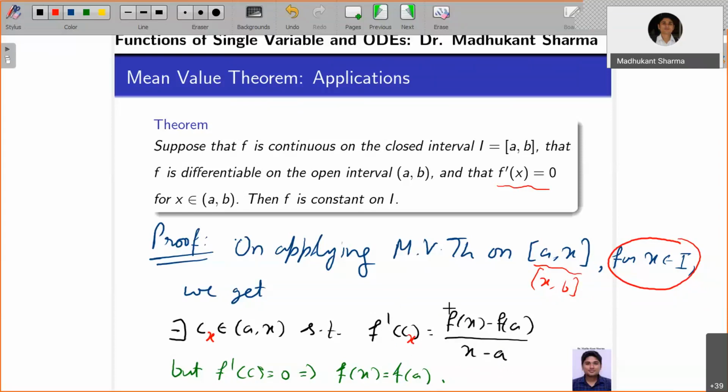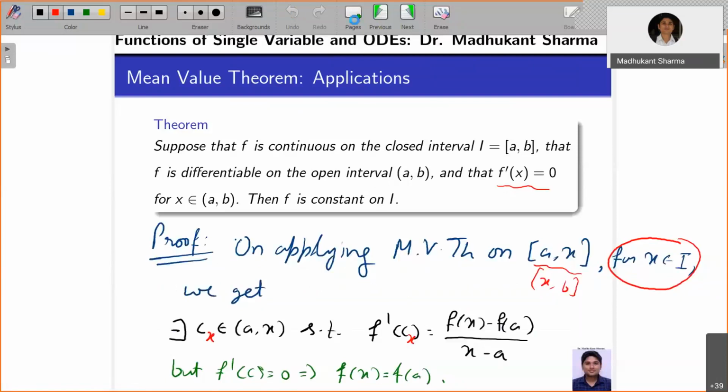What is the immediate application of this result? Whenever you have two functions f and g, both continuous on the closed interval I and differentiable on the open interval (a, b), such that their derivatives are identical, meaning f dash of x and g dash of x are the same, then in that case f and g differ by only a constant. This is another application of the mean value theorem.